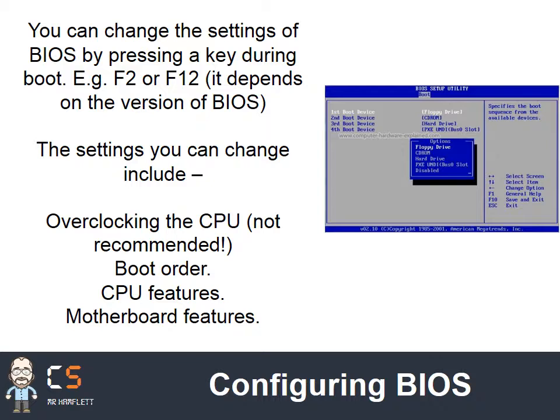We can overclock the CPU, which I strongly don't recommend unless you really know what you're doing and you've got some really good cooling. You can change some of the CPU features. So, for example, some CPUs come with additional features such as virtual machine instructions, or maybe some 3D acceleration or something like that. Motherboard features, so these are motherboard specific features that you can enable or disable. I mean, most times people don't need to go into BIOS. It's only when you have to do something very specific you'd ever go into it.